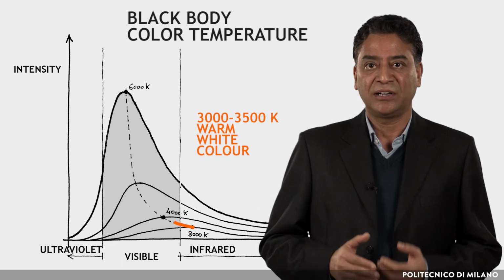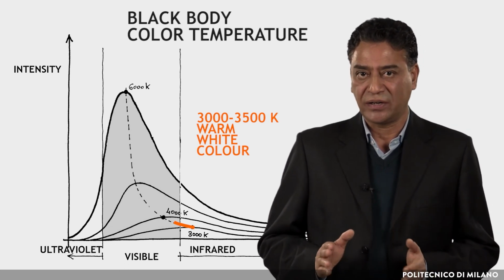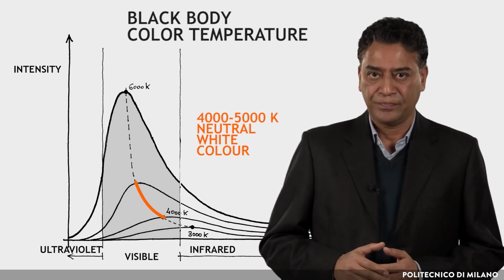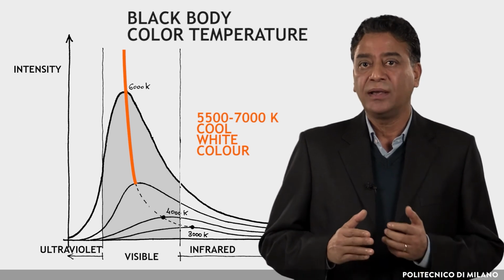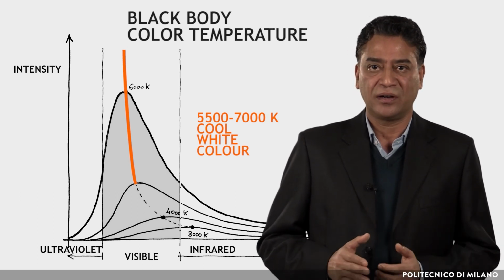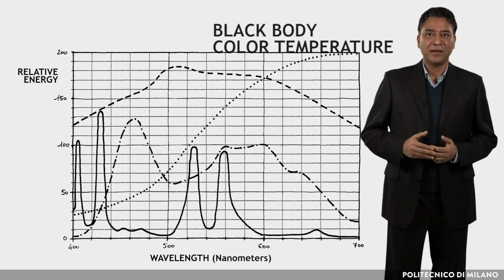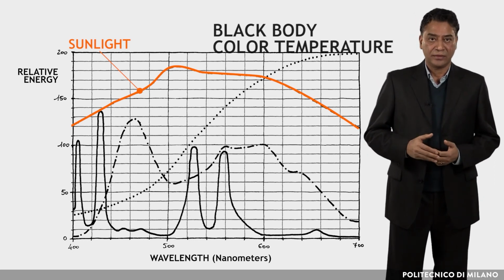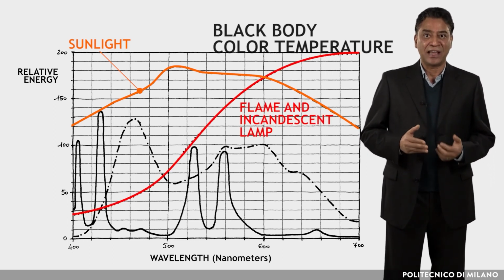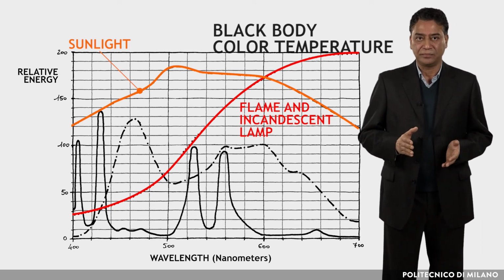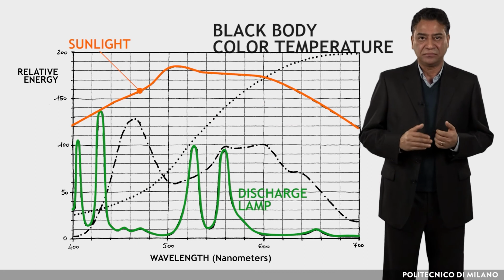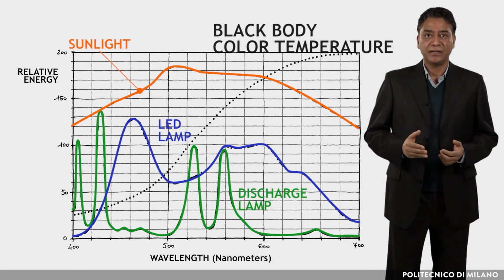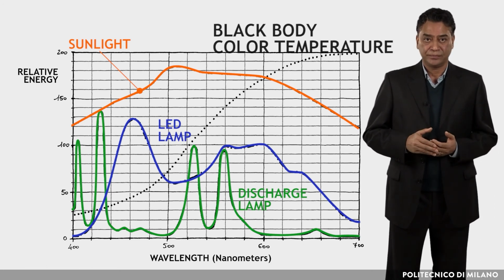From 3000 to 3500 Kelvin, warm white color. From 4000 to 5000 Kelvin, neutral white color. And from 5500 to 7000 Kelvin, cool white color. The black body is the reference by which one judges a light source that emits in a similar way as shown in the figure. Flame and incandescent lamps, for example, have a continuous spectrum. The spectrum of a discharge lamp, mercury vapor, fluorescent, or of a LED lamp, instead, is different in shape from that of a black body.